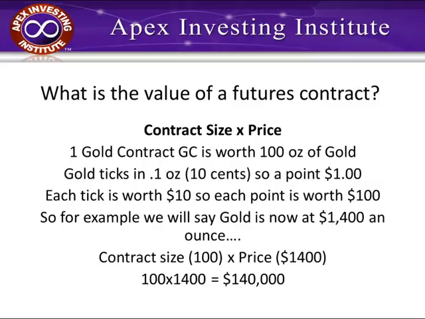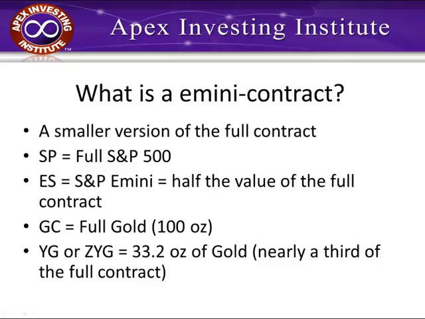Okay? And then, if we look at something else, the E-minis. Let's talk about that for a second. E-mini is just a smaller version of the full contract. So on the S&P 500, there's a full S&P 500. And then there's ES, which is the S&P E-mini. It's half the value of the full contract. They're not always half the value, though, because there's a full gold contract worth 100 ounces, but there's also a mini gold contract, okay? And it's worth 33.2 ounces. So it's nearly a third of the size.